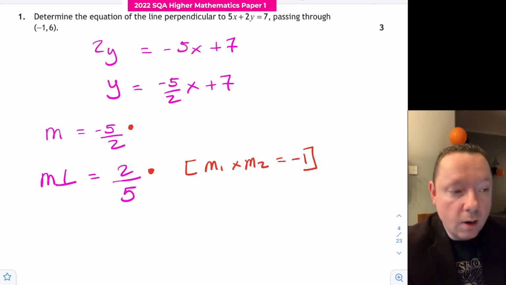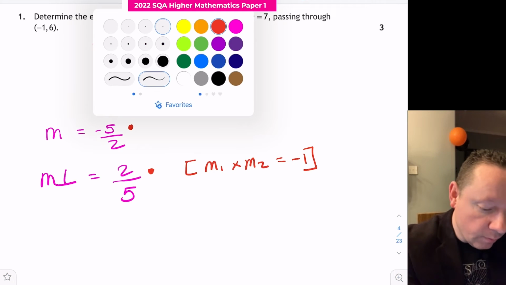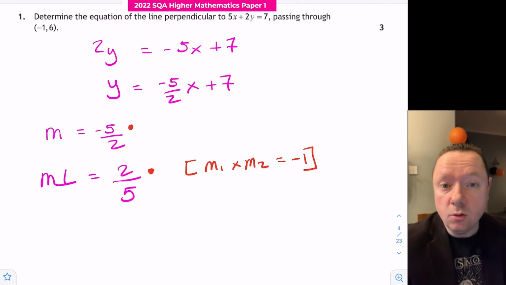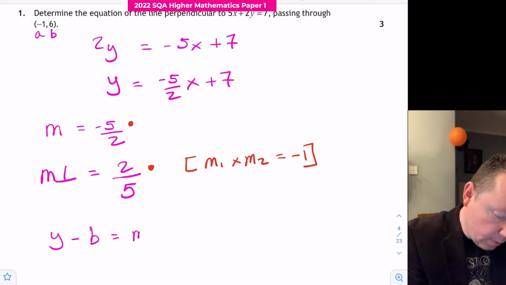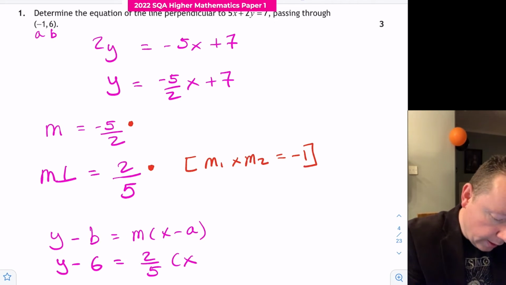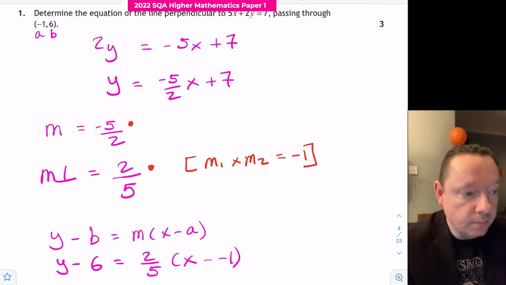And for your final mark, we have to work out the equation of the line, so we're going to use y minus b equals m(x minus a) for that. Or any other method, y equals mx plus c would also work. So if I call that a and b, I've got y minus b equals m(x minus a). So I've got y minus 6 equals 2 over 5 (x minus minus 1). There's my working so far.